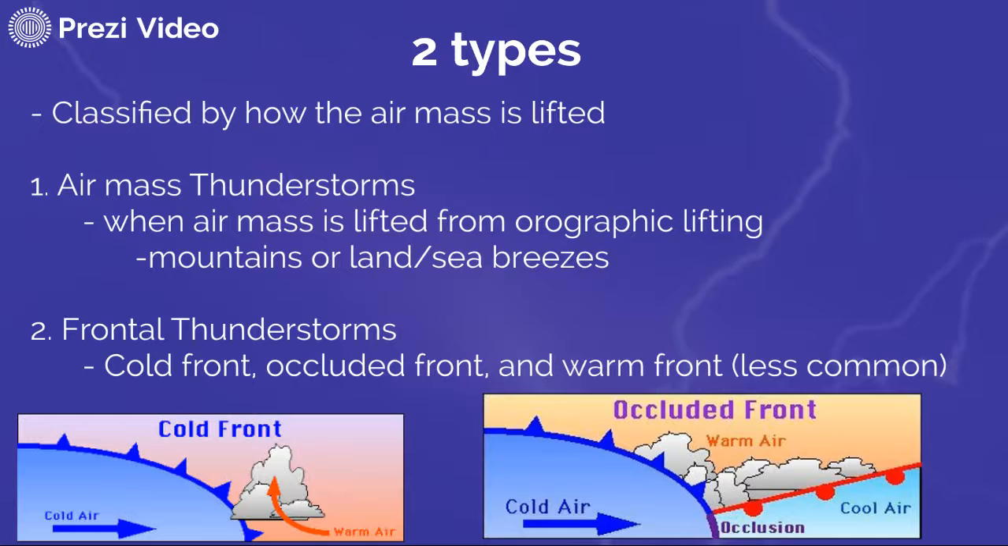During a cold front, cold air pushes under that warm air and forces that air mass to lift. Because of that force, these big clouds can form. Same thing with an occluded front, right? The warm air and the cold air are pushing against each other, and because of that, all of the molecules can be forced up, creating these clouds.